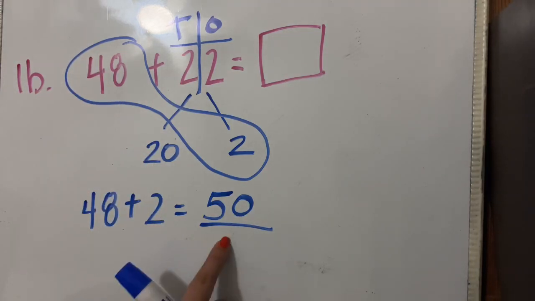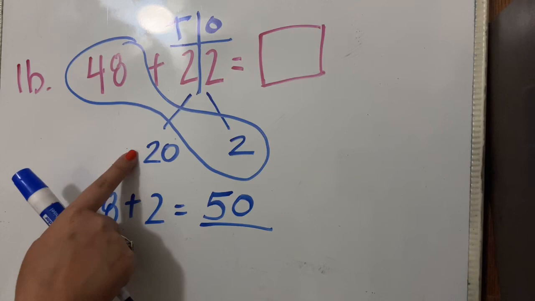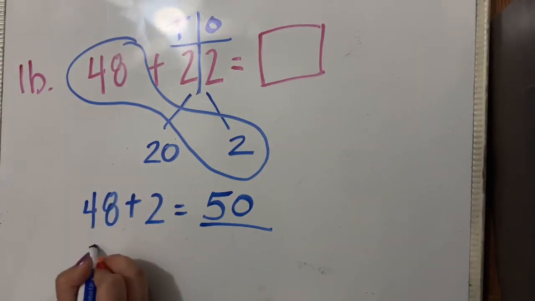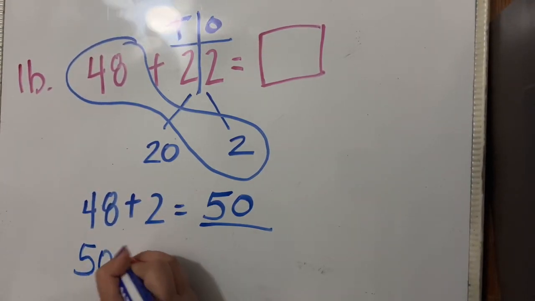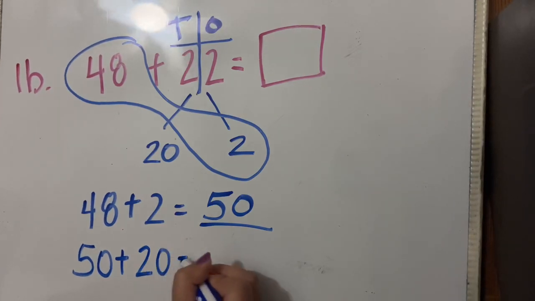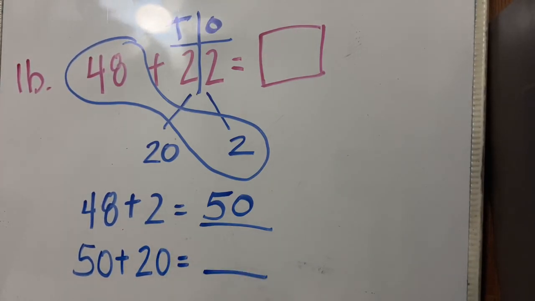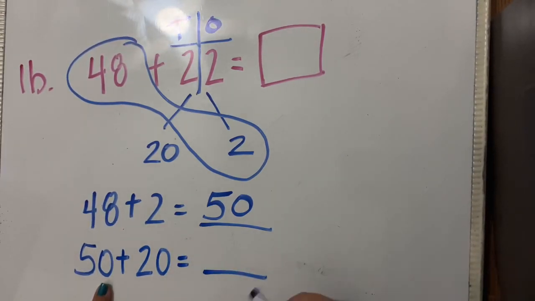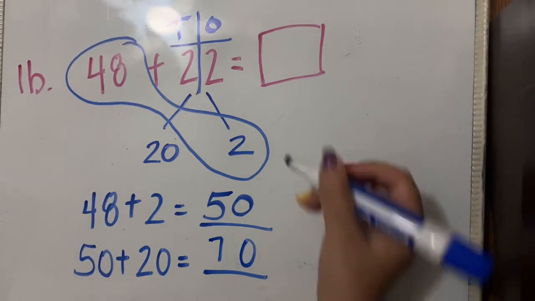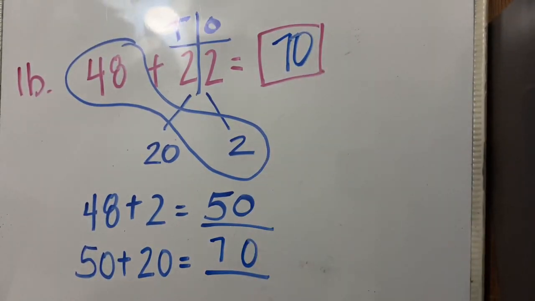So now we have 50 plus whatever's left out, which is 20. So 50 plus 20 equals my answer. So 0 plus 0 is 0. And then 5 plus 2 is 7. So my answer is 70.